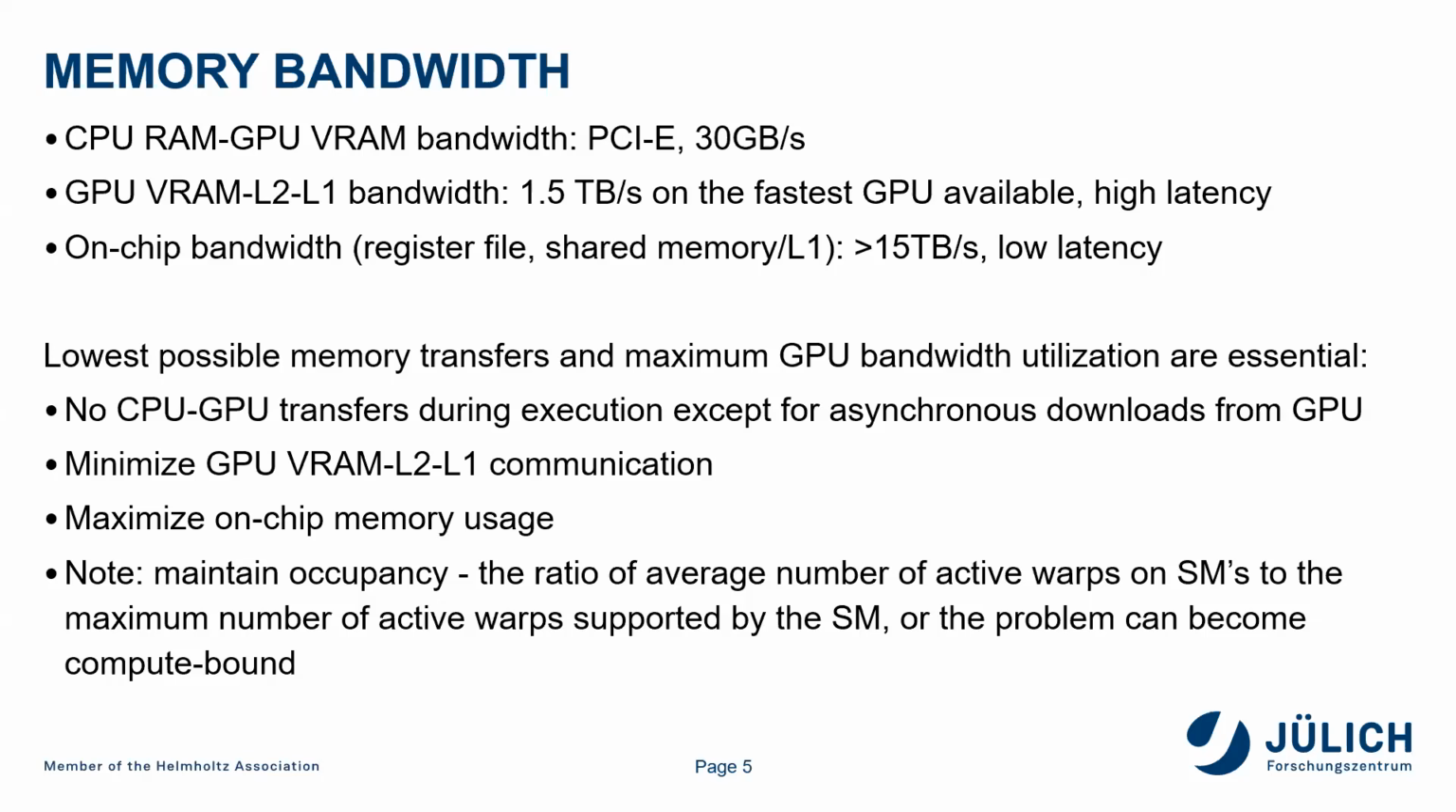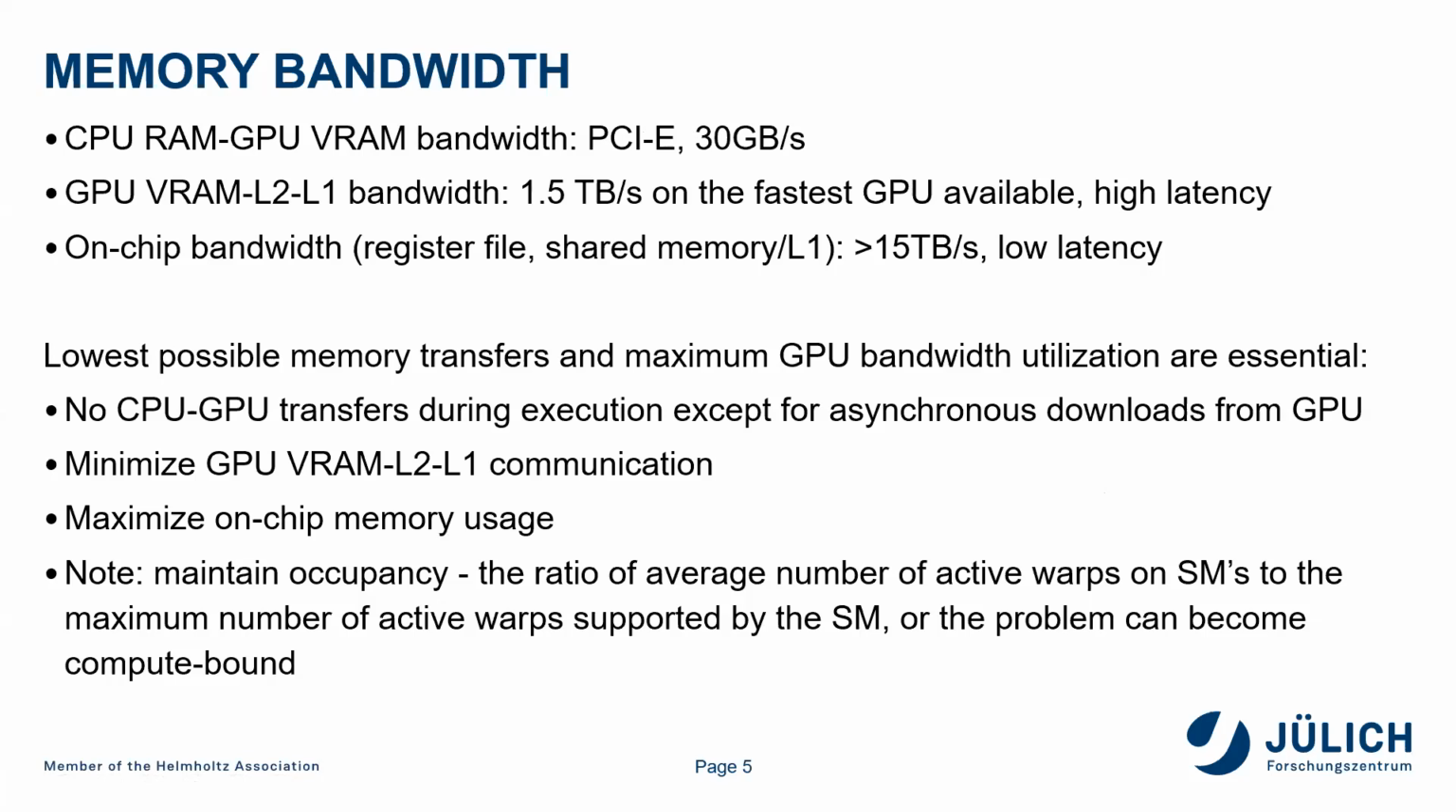So to program good GPU code, the lowest possible memory transfers are needed. The GPU bandwidth is really high, so you would like to have as few CPU-GPU transfers as possible, and none if possible. Of course, you can get some asynchronous downloads from the GPU, but remember that the 30 gigabytes per second is a really limiting factor in this regard.